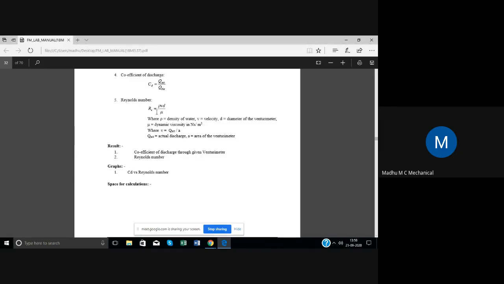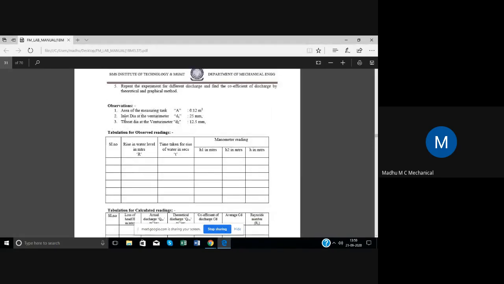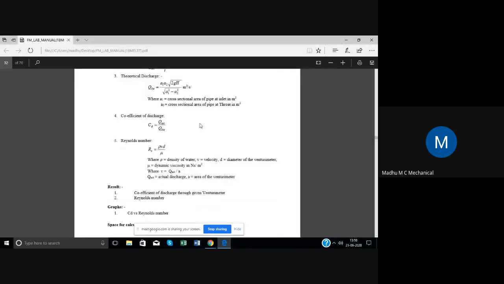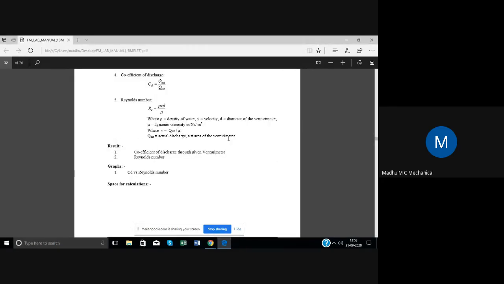Find the value of Reynolds number, which is equal to rho V d by mu. Rho is the density of water, 1000. Velocity V is equal to Q actual by area. Which area? Area of the venturimeter, so pi by 4 into D1 square, the inlet diameter you should take. Q actual divided by pi by 4 into D1 square. Then mu is equal to 0.1 Newton second per meter square, they have not given it, so take mu as 0.1. So find the Reynolds number.